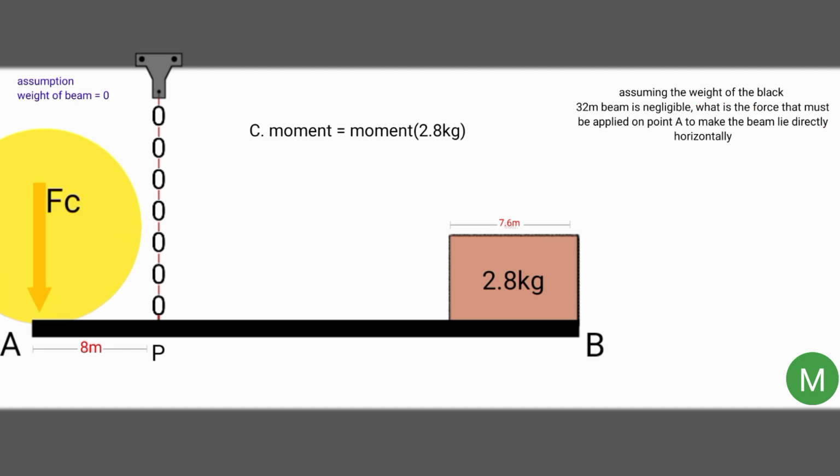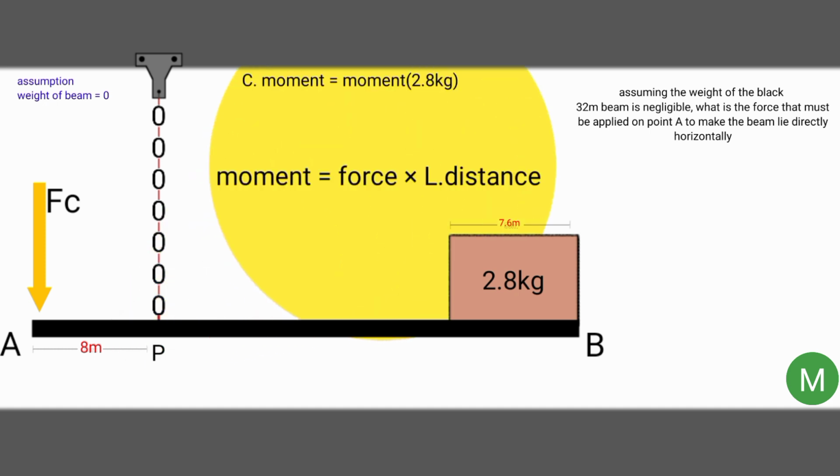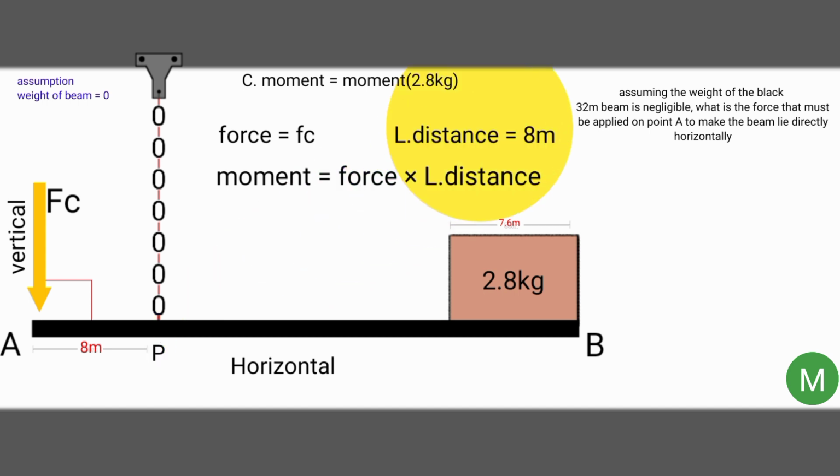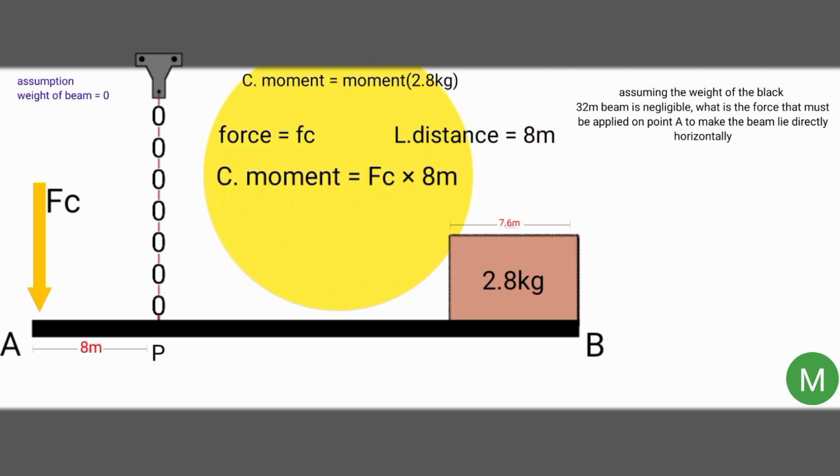But what is the moment caused by this force at point P? We don't know. But the formula for finding moment is force times perpendicular distance. Force is Fc. We can see since Fc is vertical and the beam is horizontal, that means this 8 meter is its perpendicular distance from this point P. That is perpendicular distance equal to 8 meters. Substituting here now, counter moment equal to Fc times 8 meters, which is 8 Fc meters.